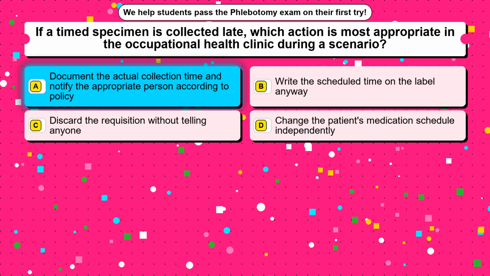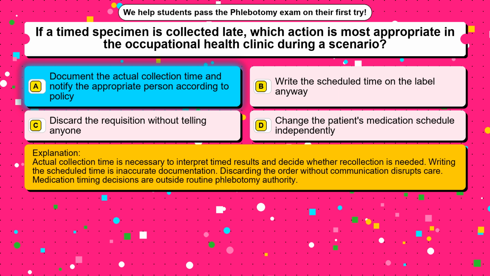Document the actual collection time and notify the appropriate person according to policy. Actual collection time is necessary to interpret timed results and decide whether recollection is needed. Writing the scheduled time is inaccurate documentation. Discarding the order without communication disrupts care. Medication timing decisions are outside routine phlebotomy authority.